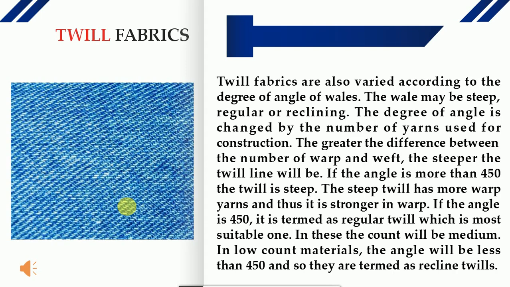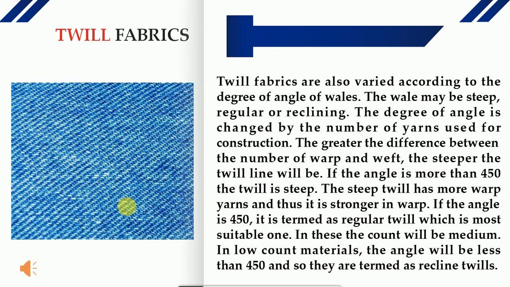Twill fabrics are also varied according to the degree of angle of wales. The wale may be steep, regular or reclining. The degree of angle is changed by the number of yarns used for construction. The greater the difference between the number of warp and weft, the steeper the twill line will be.